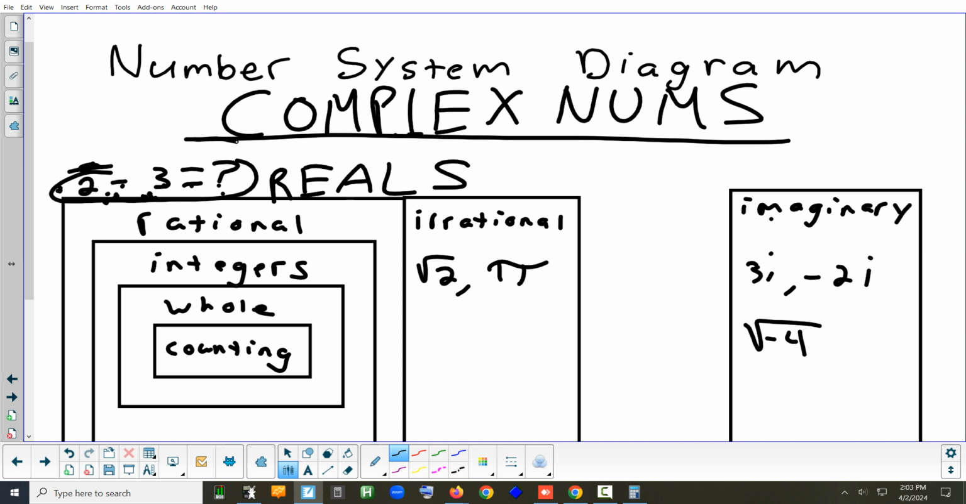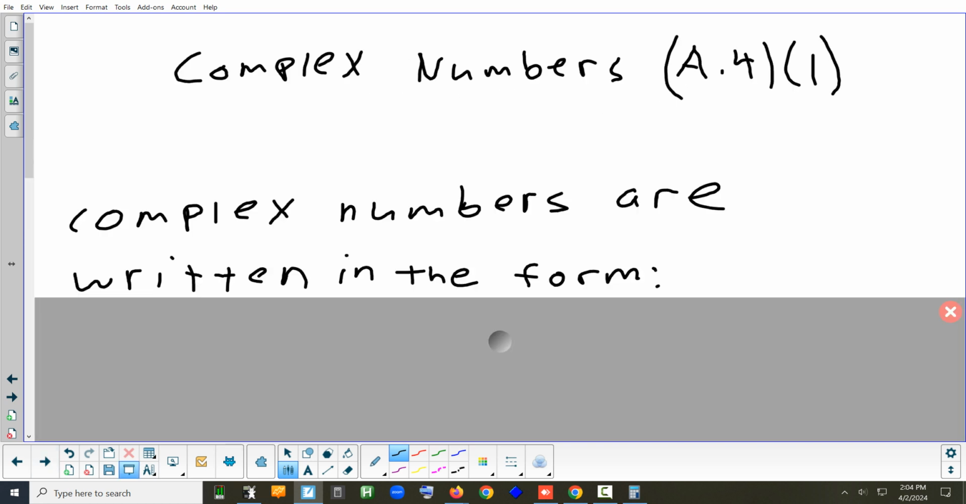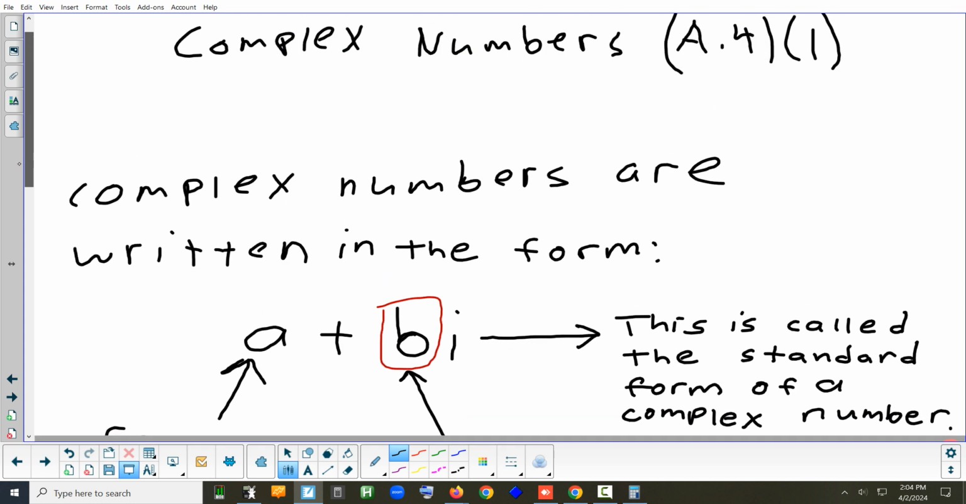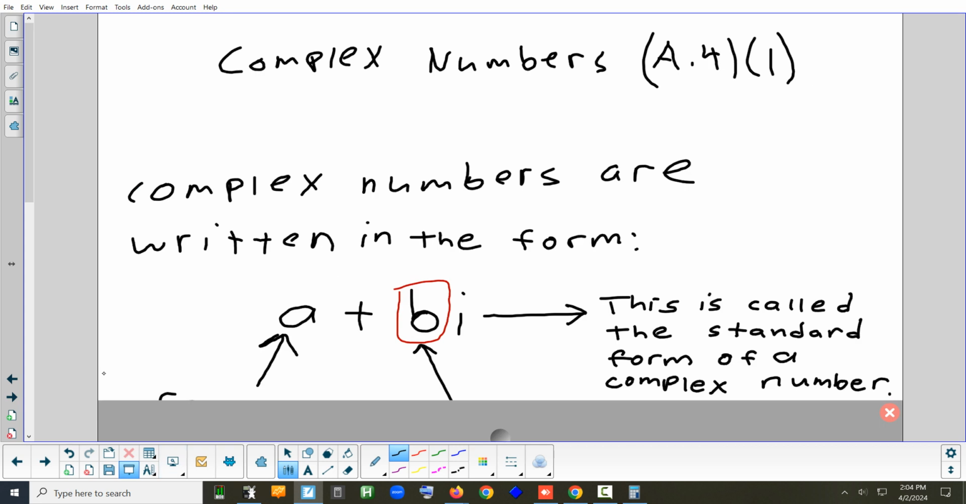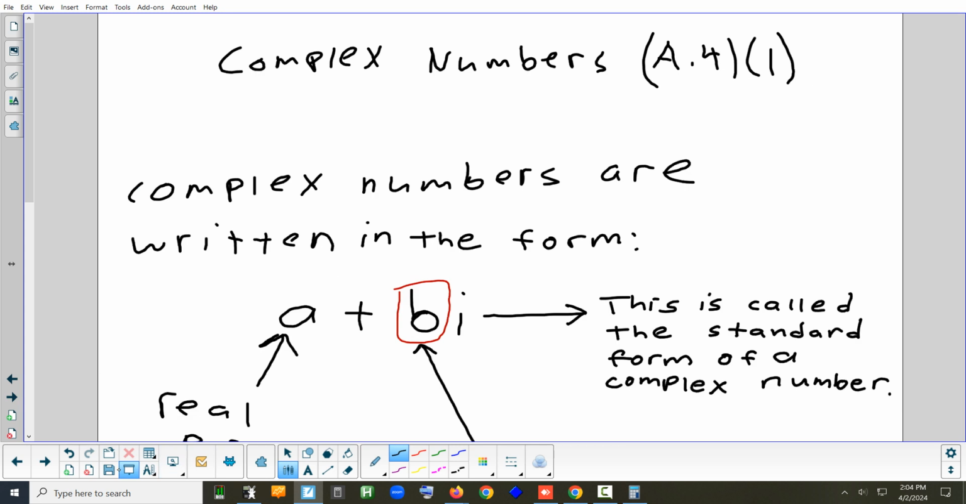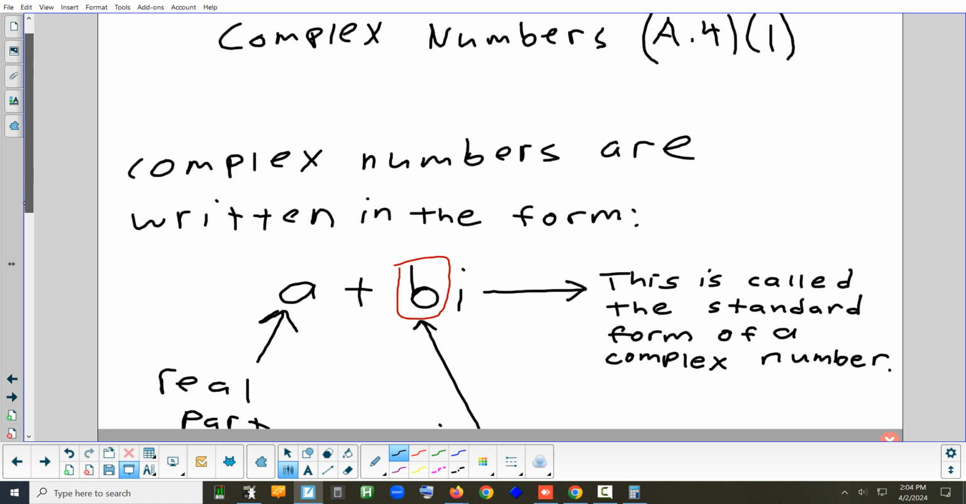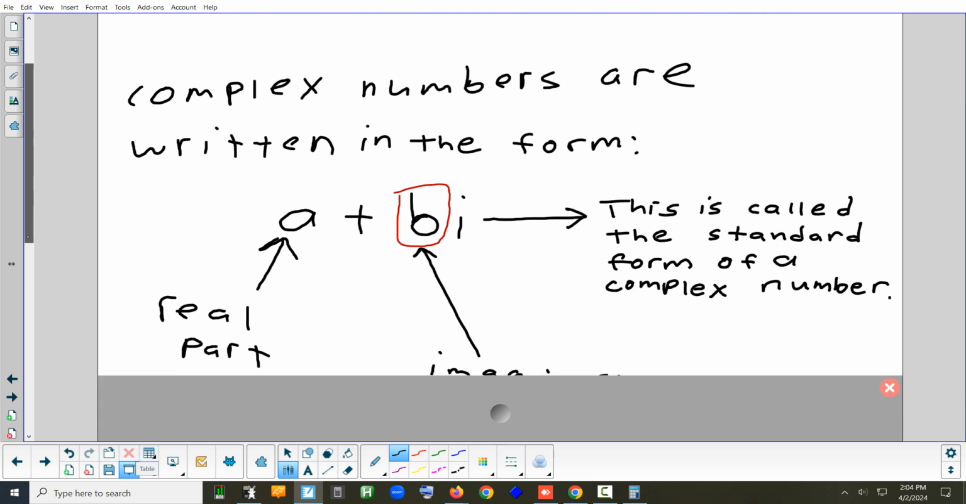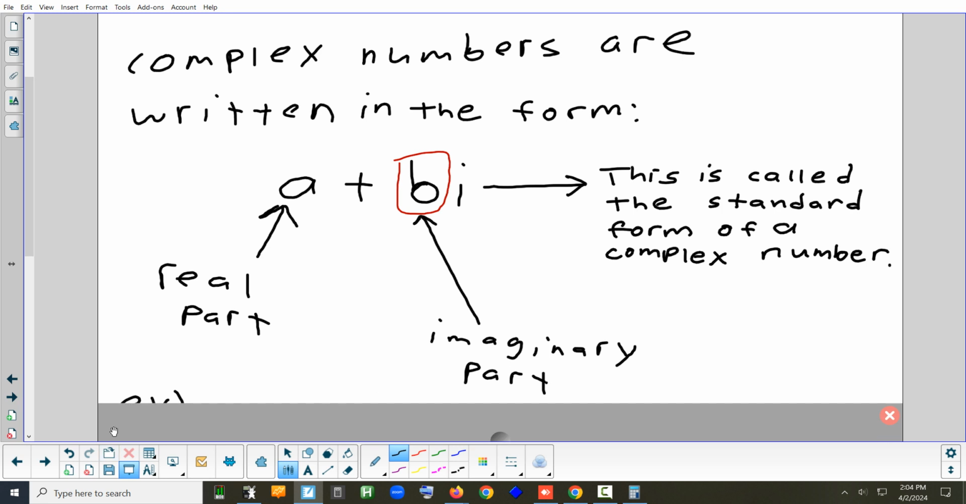So complex numbers are made up of two parts, a real part and an imaginary part. And when you write a complex number, the way that you usually do it, if you do it in what's called standard form, you put the real part first, and you put the imaginary part second. And again, that's called the standard form of a complex number.